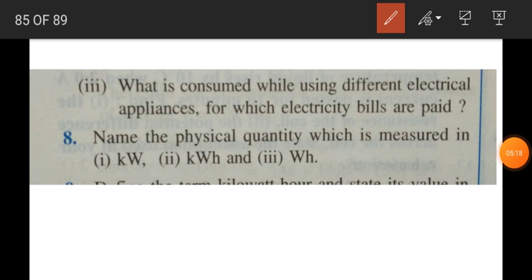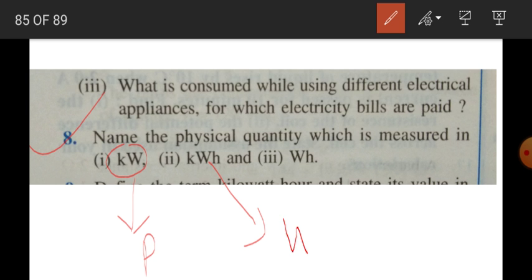So, based on that information, I think you will be able to answer this question. Name the physical quantity which is measured in kilowatt. So, this is power, certainly this is power. What is kilowatt hour now? Kilowatt hour is a formula for energy or work. Kilowatt hour is a unit of energy, right?